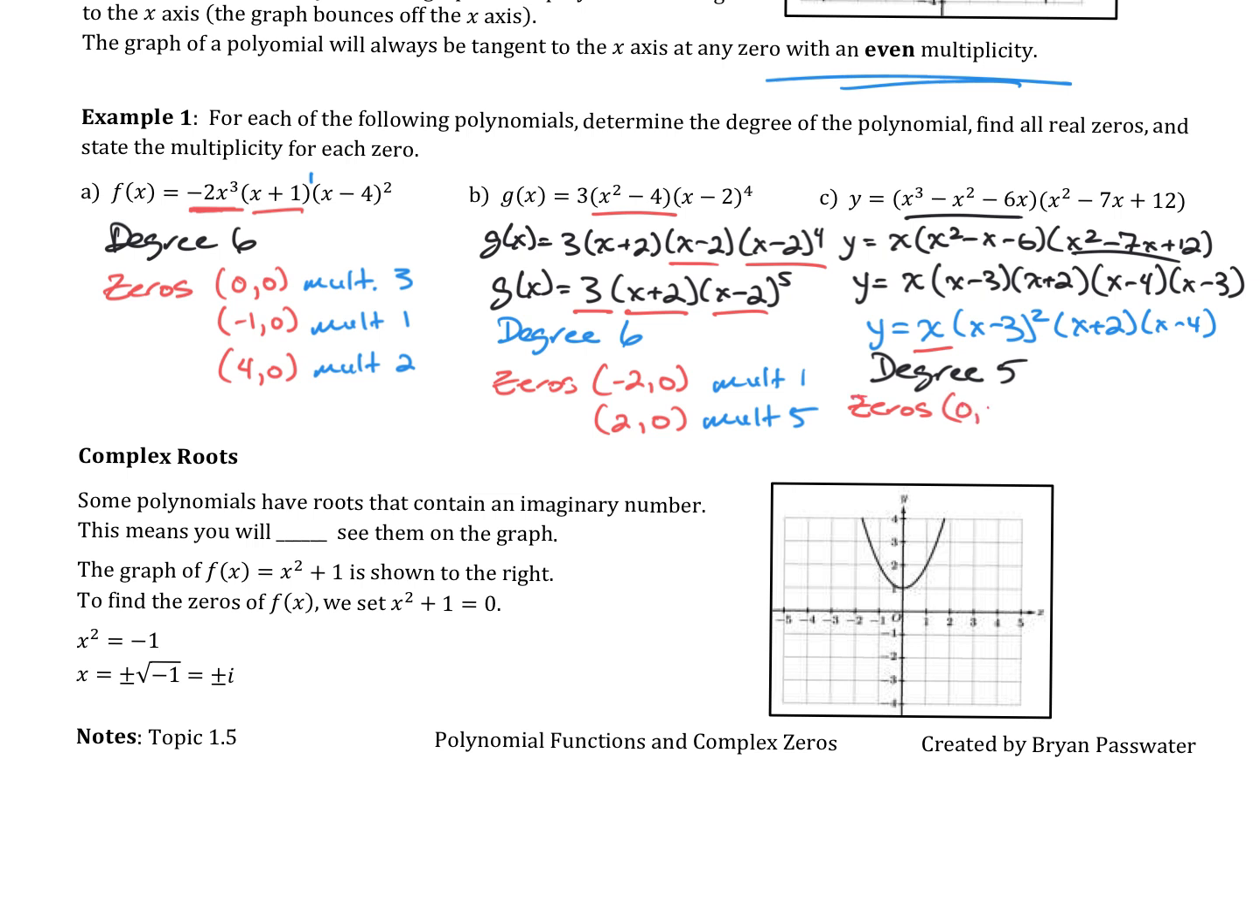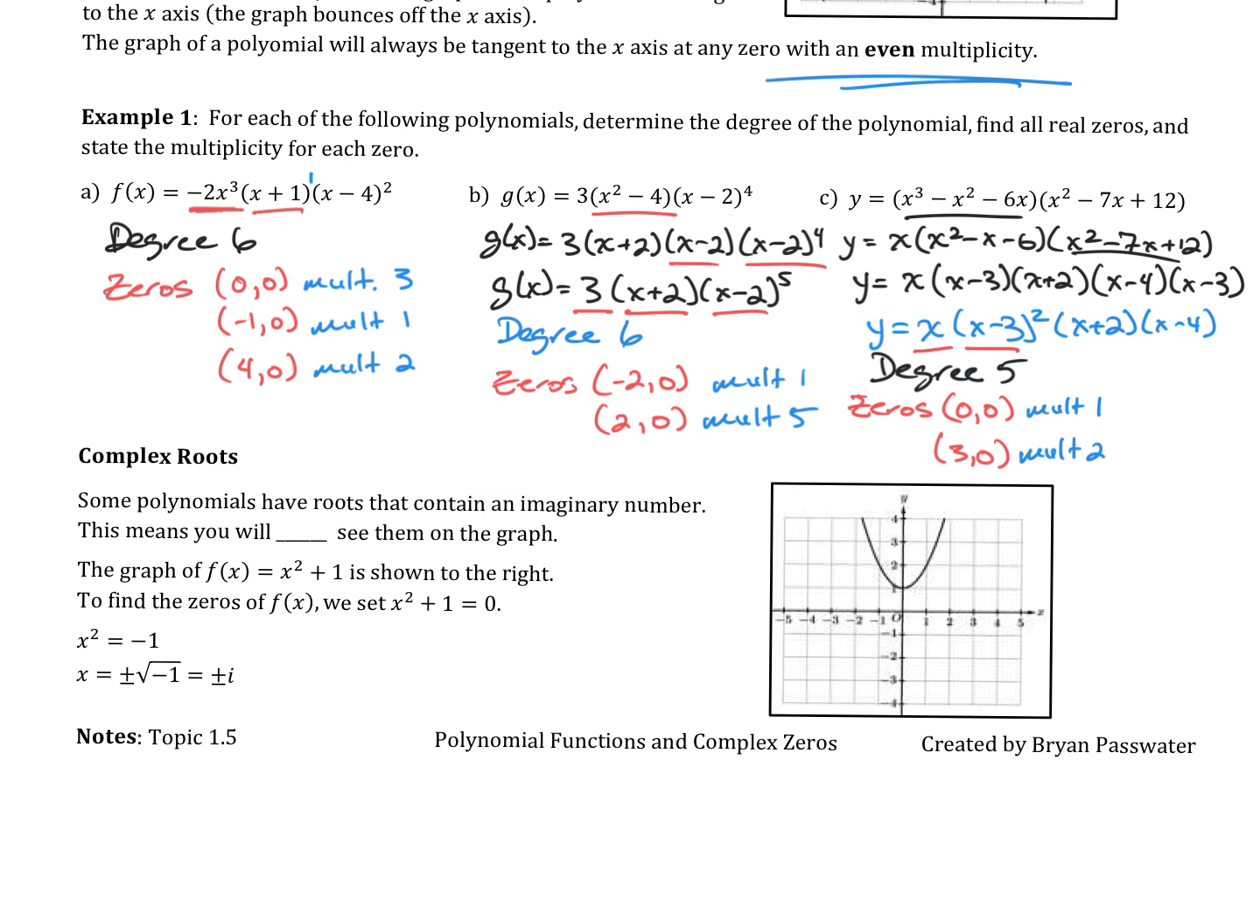I get 0, 0. All right. And so what's its multiplicity, though? 1. What's it going to do at 0? It's going to cut through. And then how about x minus 3 equal to 0? So what's that 0? 3, 0. And what's that multiplicity? 2. What's that going to do graphically? It's going to bounce. All right.